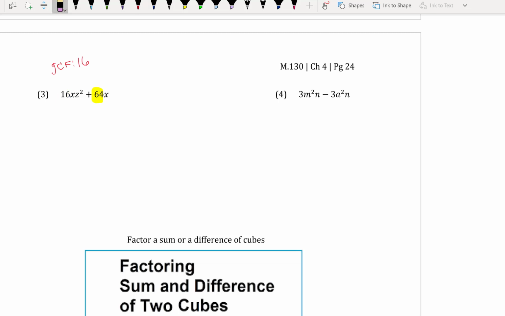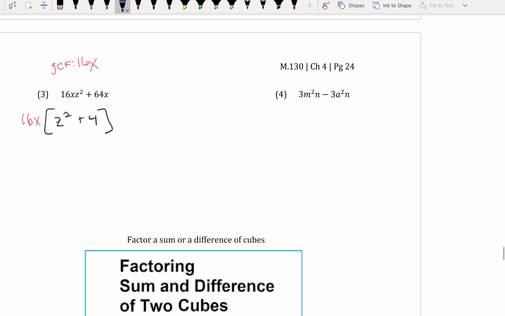The other thing that I see are my variables. If I'm looking at my variables, it looks like each term also has an x. So 16x is going to be a part of the GCF. So I have a 16x that I'm going to factor out first. So that would give me a z squared plus, and 64 divided by 16 gives me a positive 4.